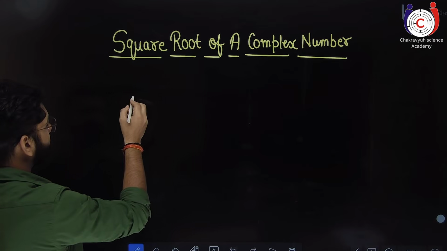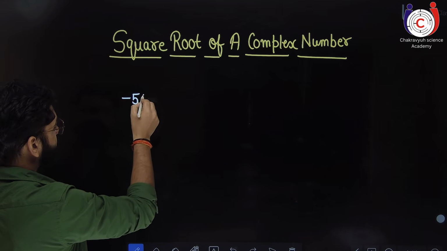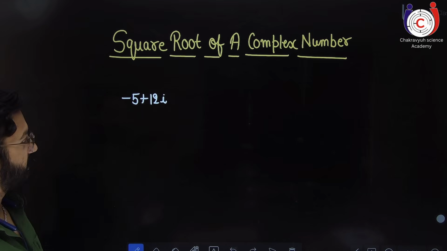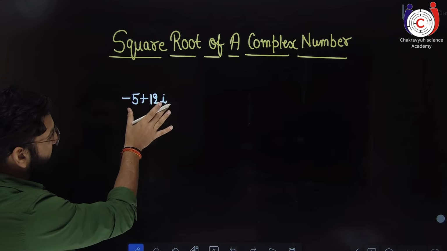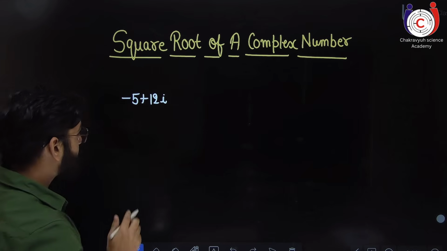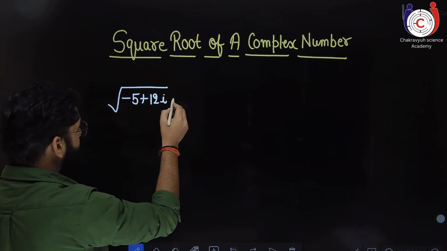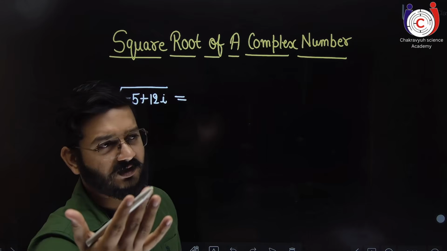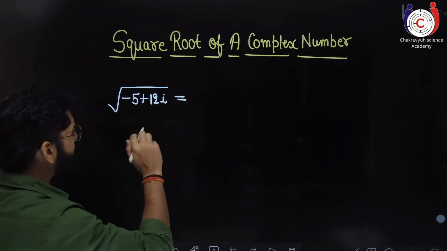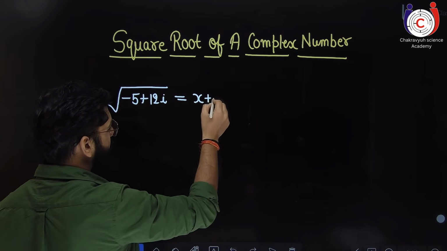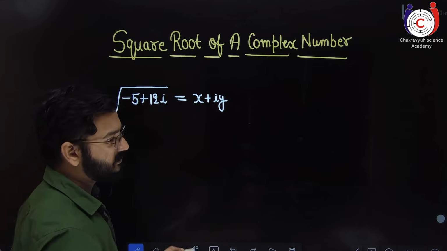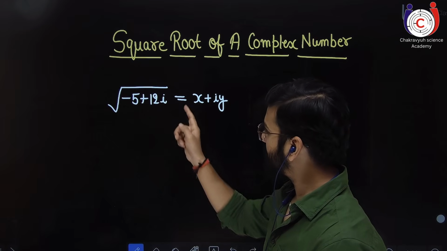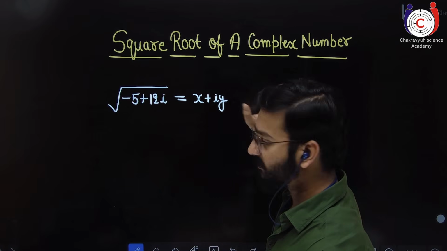Suppose I take a complex number minus 5 plus 12i. I am asking you find the square root of this. So square root of this complex number will be a complex number itself. So let us take that complex number as x plus iota y. So the question was find the square root of minus 5 plus 12 iota. I told that take the square root, output will be a complex number.